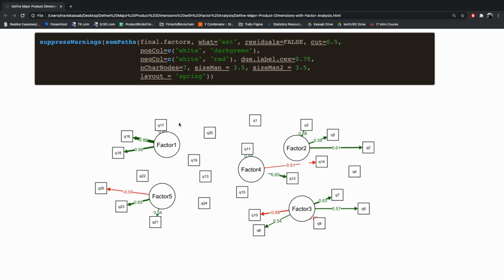We can also visualize this EFA with something called an SEM path, and SEM stands for Structural Equation Modeling path. So we can just visualize it here, and the arrows coming out of the factors are the factor loadings corresponding to that variable. And these SEM paths imply causation. Factor 5 causes response in these variables. We are sensing a relationship between them.